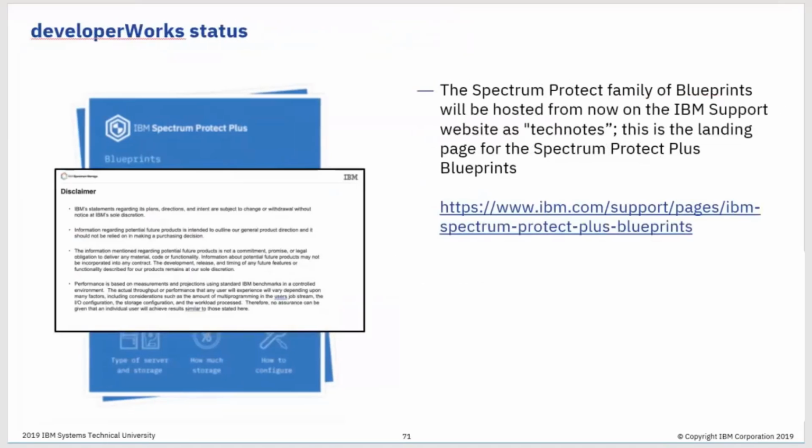Developer works status. I threw in the disclaimer because this is work in progress and this is subject to change. As you can read, all the family of blueprints are going to be hosted as tech notes, i.e. on the IBM support website. This is the link for the Spectrum Protect blueprint. So that's the first thing. So the information, at least for the Spectrum Protect family of blueprints, has migrated.